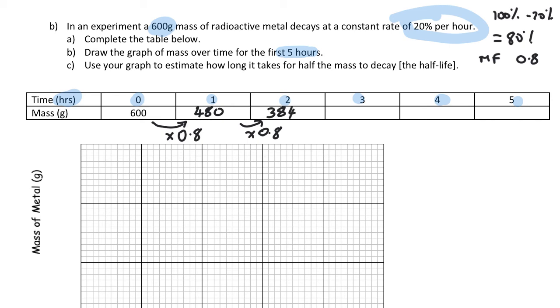Multiplied by 0.8 is 307.2. Multiplied by 0.8 is 245.76. Multiplied by 0.8 is 196.608.